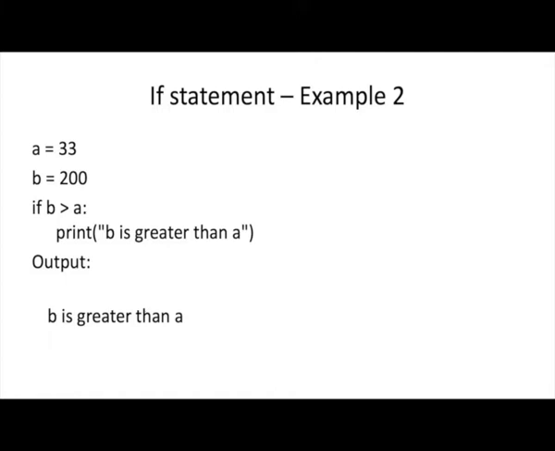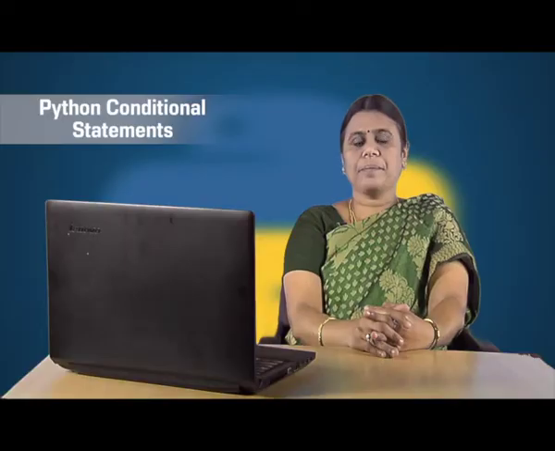So, definitely 200 is greater than 33, so the condition becomes true. Therefore, the print statement gets executed and the output will be B is greater than A. Python relies on indentation using white space to define scope in the code. Other programming languages often use curly brackets for this purpose.